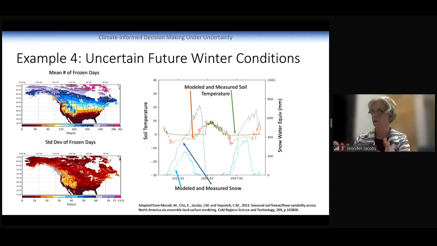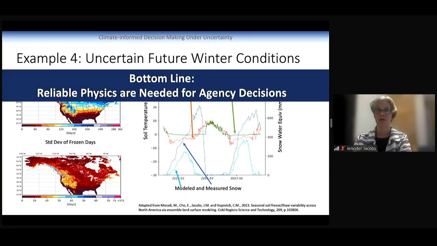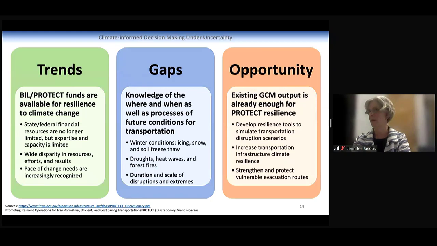And so there's an opportunity for improving model physics in this area, which just happens to be an area that I do research in. But my guess is there are other areas where, if you were to ask the stakeholders what they wanted, the thresholds that they needed, they extend beyond precipitation and temperature. Okay, so bottom line, there are some areas where we could improve the physics in the models. To wrap up, there are trends, there are gaps, there are opportunities.